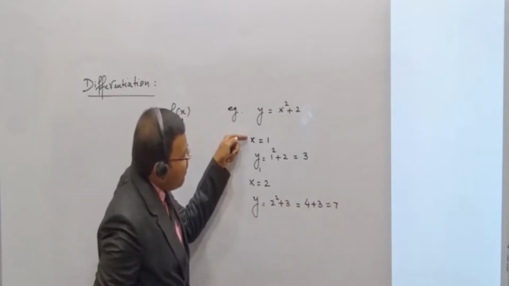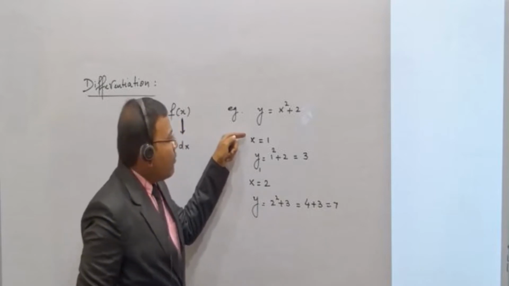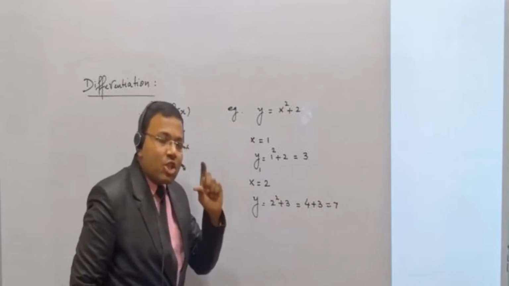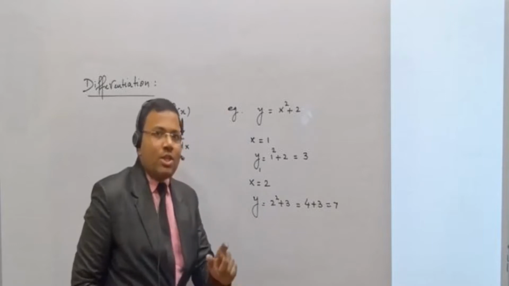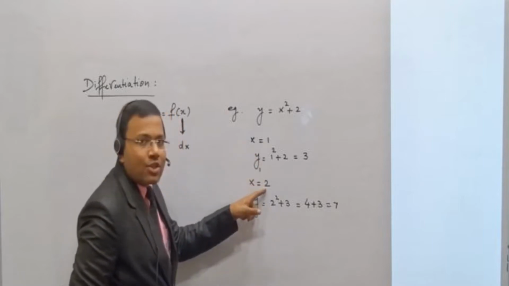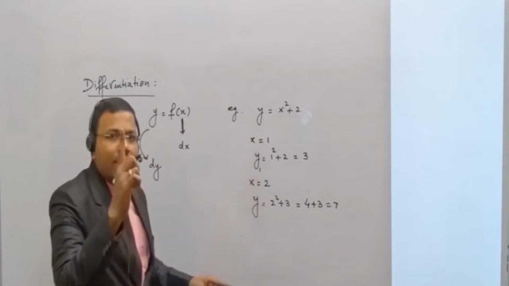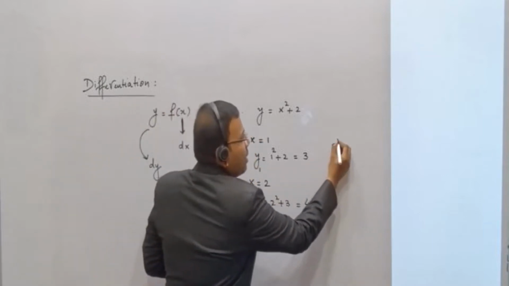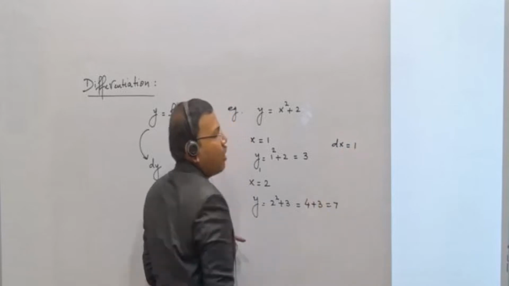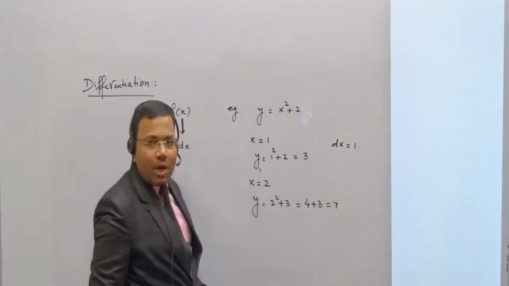Look, I have changed the value of x from 1 to 2. That means there is a change in x or not? Yes, there is a change in x. From 1 to 2 the value has been changed, that is dx. dx will be 2 minus 1, that is 1. So here I am writing dx, there is a change of 1, that is 2 minus 1.